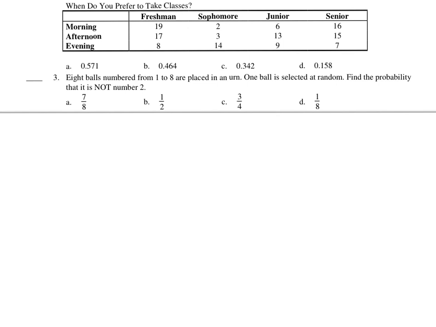And next up here, we have 8 balls numbered 1 through 8, placed in an urn. 1 ball is selected randomly. What's the probability the number is not 2? So I would just say, if you thought about this logically, there's 8 balls in there, and only one of them is a 2, which means 7 of them are not a 2, so that's going to be A.